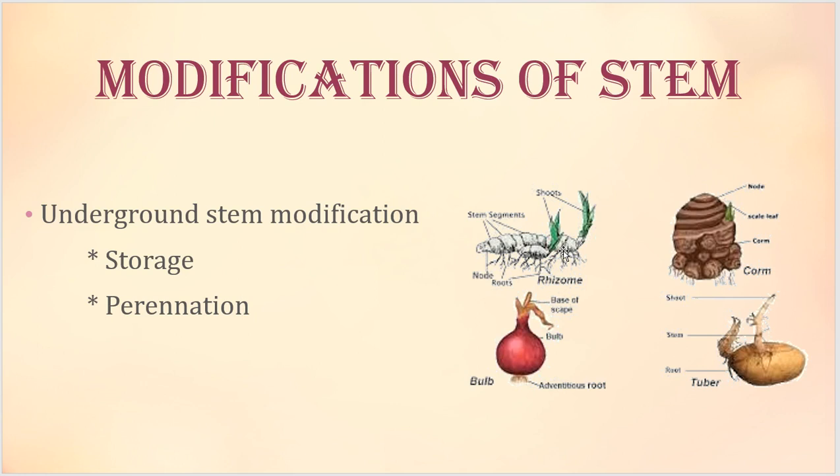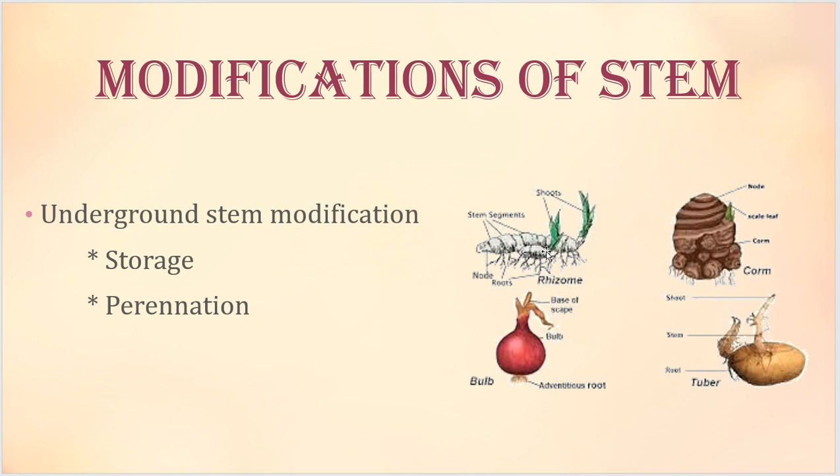How do we know that this is a stem? What are the characteristics of a stem? A stem generally possesses nodes and internodes. We can see nodes and internodes here very clearly. And it will be producing adventitious roots from the bottom of the rhizome, from the bottom surface. I told you that they are horizontally placed. So on the dorsiventral structure, the ventral surface will be producing adventitious roots.